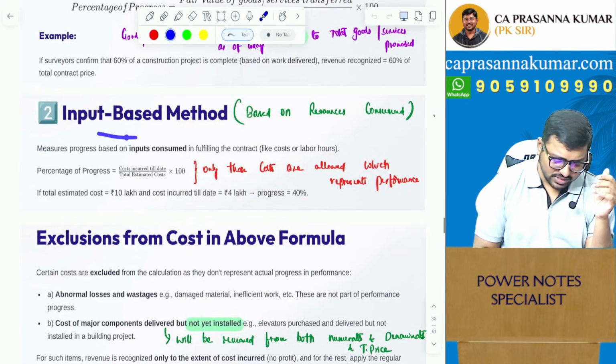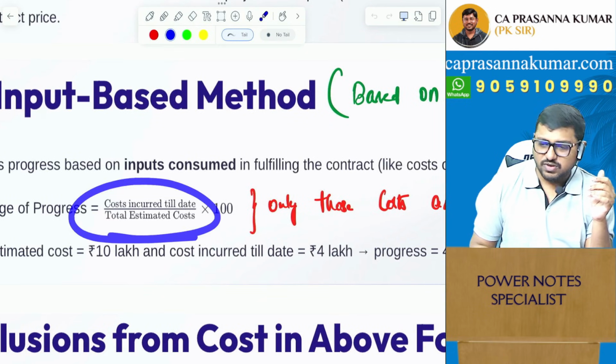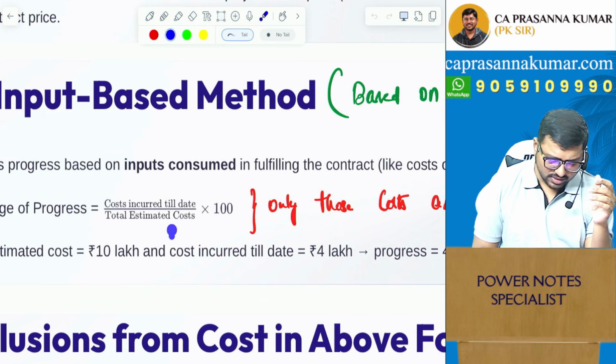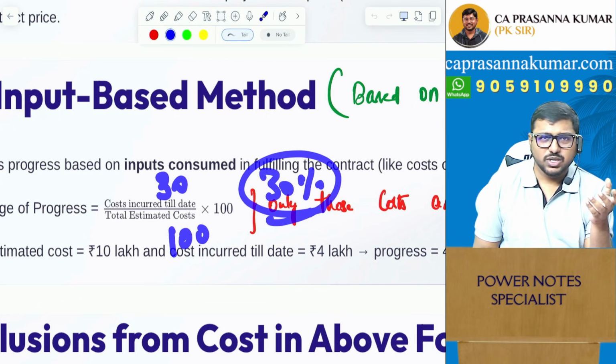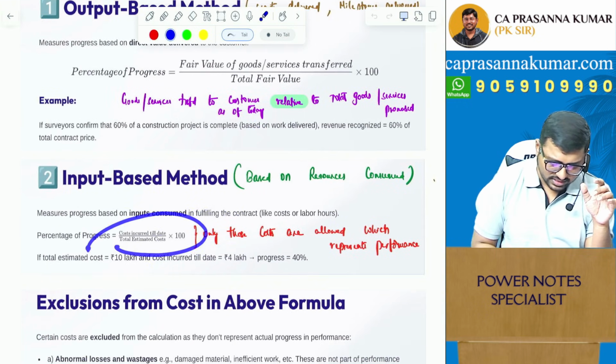For input based method, it's very easy. Percentage of progress is what? Cost incurred till date divided by total estimated cost. Very simple logic, na? If you're estimating the cost to be 100 CR and you have incurred 30 CR so far, 30% is what? The work completed, I mean percentage of work completed. Although there are a lot of twists and turns here that we will see later. Right now, this is the basic idea, correct?